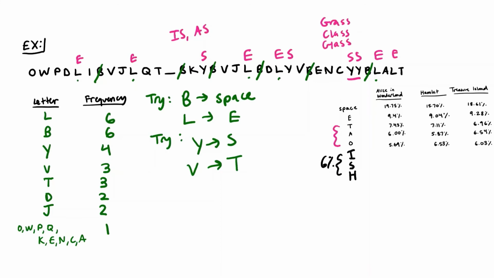Let's try V as T. If V is T, then this is a T. This is a T. This is a T. And that's it. So let's look at what we have already.